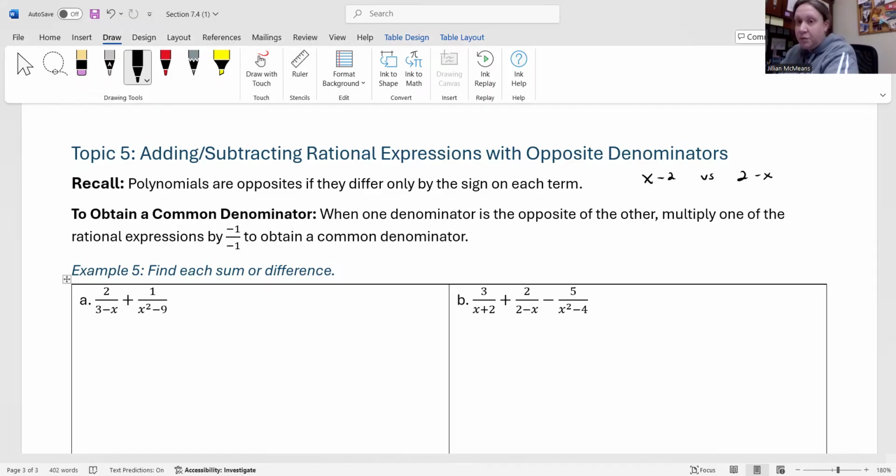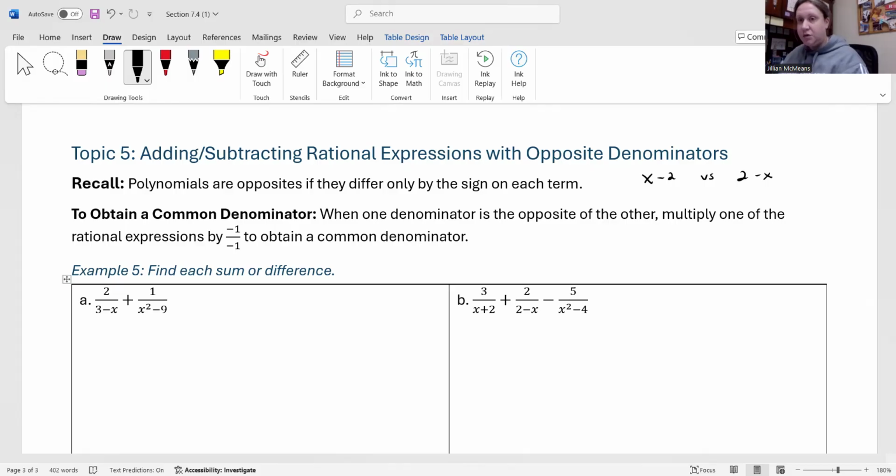And then we also have to remember, we talked about this in a previous video, to obtain a common denominator, all we have to do is multiply the numerator and denominator by -1. So let's see what happens here. For example 5, it says find each sum or difference. That's great. That's easy.